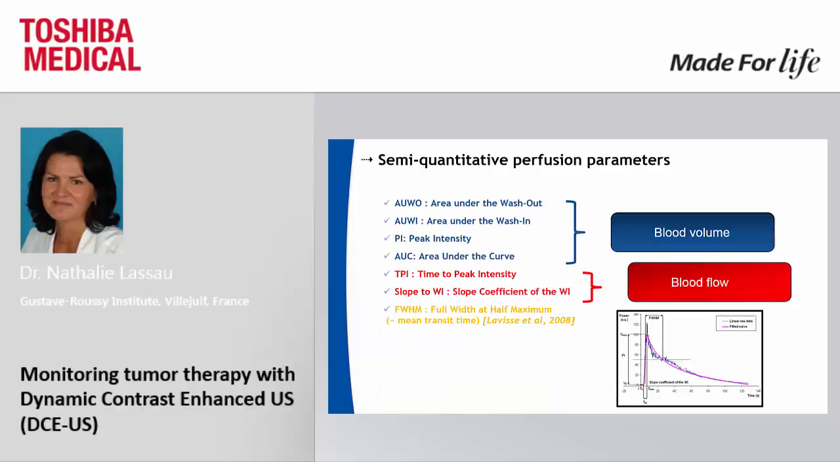So if you want to evaluate the blood volume, you calculate during the wash-in and the washout the area under the curve, or during the wash-in or the washout, and the time and the peak intensity. All are correlated to the blood volume.